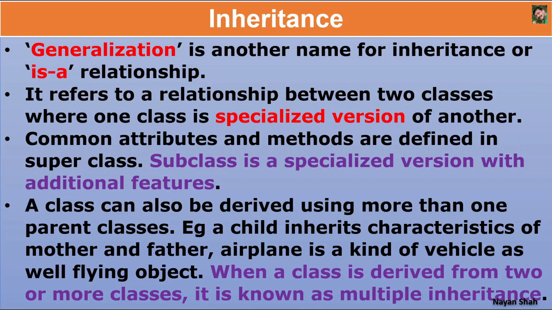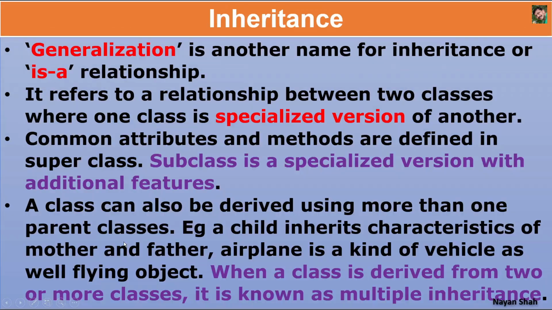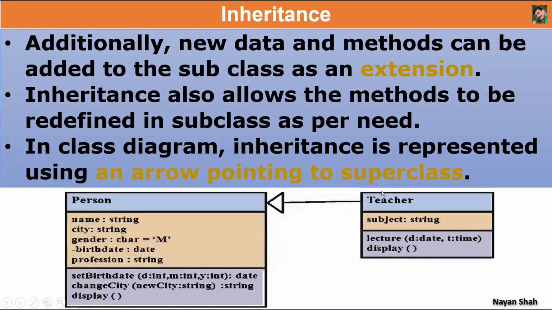Generalization is yet another name for inheritance, or is a kind of relationship. So it is also known as generalization. It refers to a relationship between two classes where one class is a specialized version of another class. Common attributes and methods are defined in superclass. As you can see here, common methods and attributes are defined in superclass. Subclass is a specialized version with some additional features. So these are some additional features of subclass, that is teacher class.